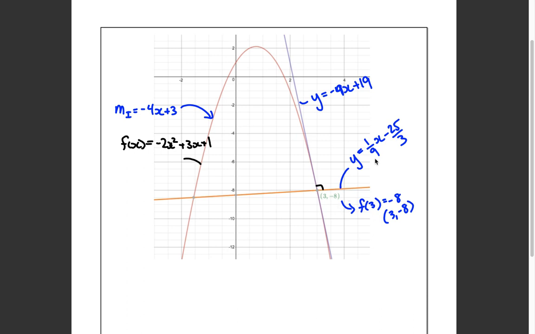And then I also plotted on the line y equals 1 over 9x minus 25 over 3, which was our normal line. And you can see that that makes a 90-degree angle with our tangent line at that point, x equals 3.